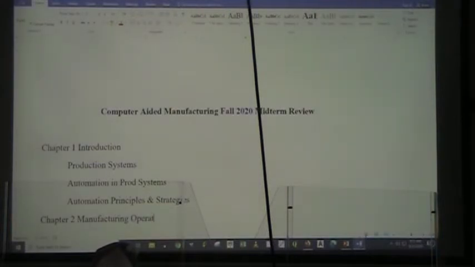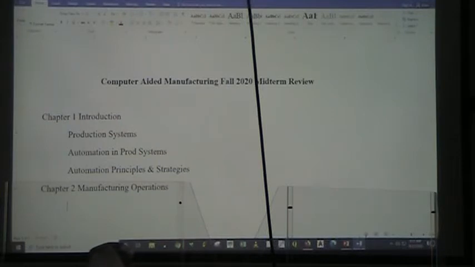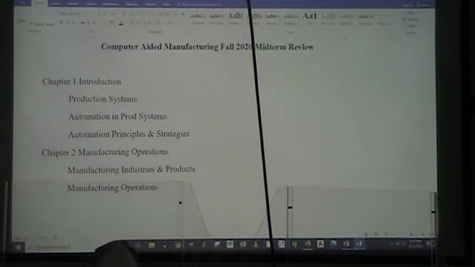Chapter 2 is manufacturing operations. First of all, we want to know a bit about manufacturing industries and the products they make, the manufacturing operations, the types of production facilities, and our product production relationships.